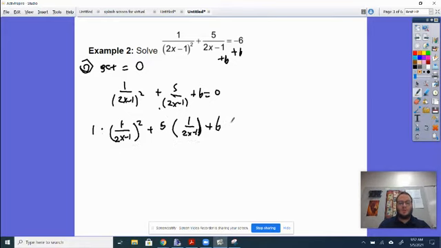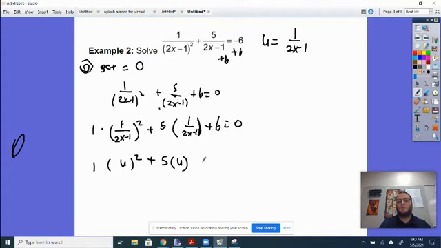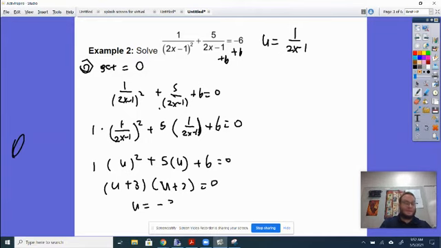Okay, so I'm going to choose my u here to be 1 over (2x minus 1). Okay, so everywhere I see that 1 over (2x minus 1), I'm going to substitute in a u. So u squared plus 5u plus 6, sorry, equals 0. We've got that nice quadratic. This is going to factor into (u plus 3)(u plus 2). Okay, which means my u must be -3 or -2.